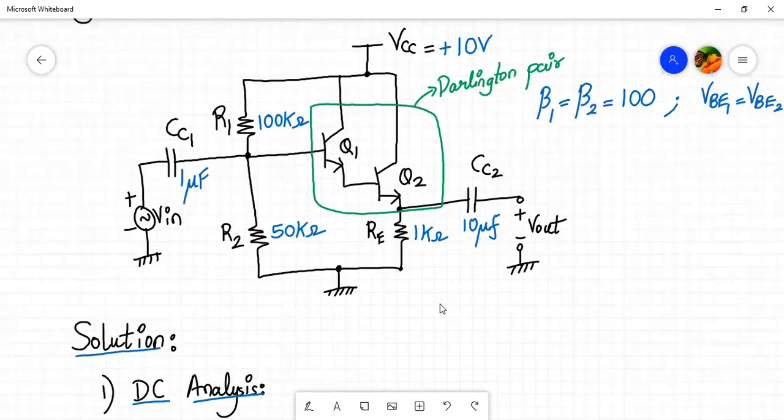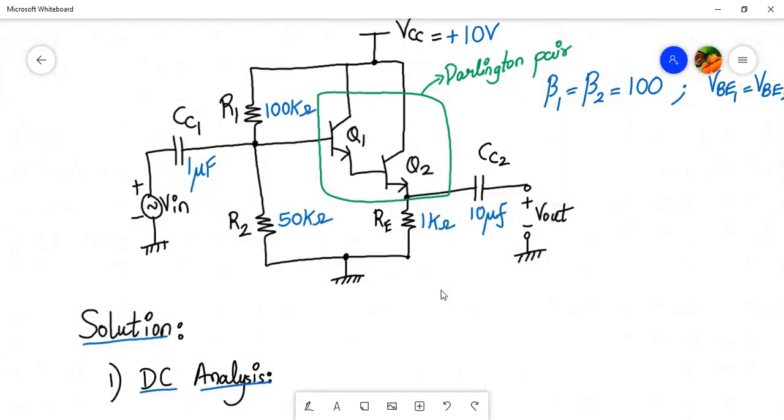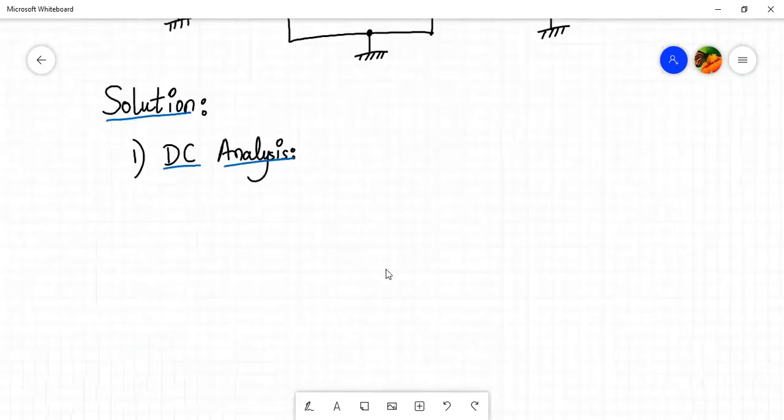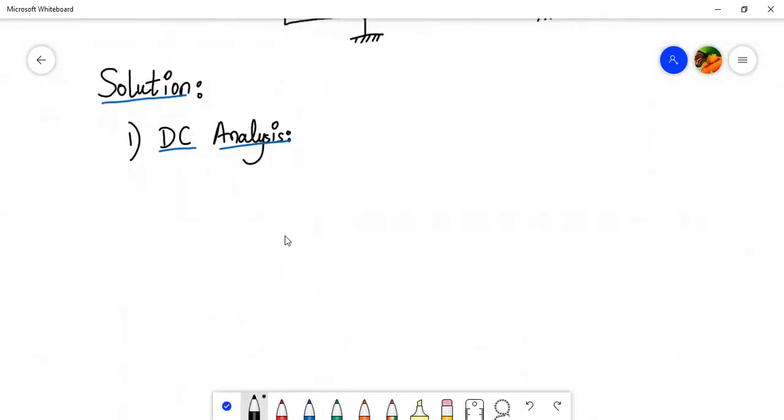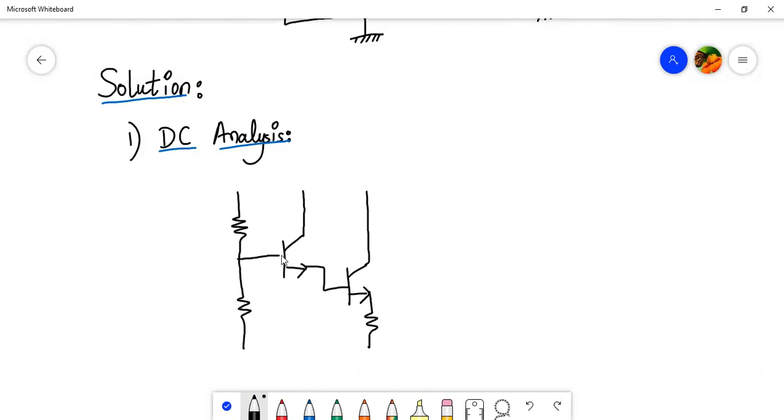So let's do that quickly, and let me draw only the circuit without any capacitors connected. So here is my circuit. Here we have the two transistors which are connected in the Darlington pair mode. Their collector terminals are tied together over here. Then we have two resistors, one over here, another over here, and we have RE resistance also. So only this much circuit we have to analyze for the DC analysis part. For AC analysis, we have to replace the BJT by its hybrid pi model.